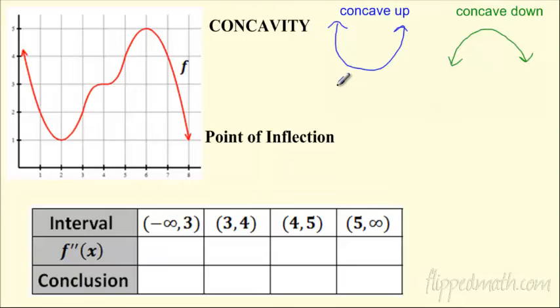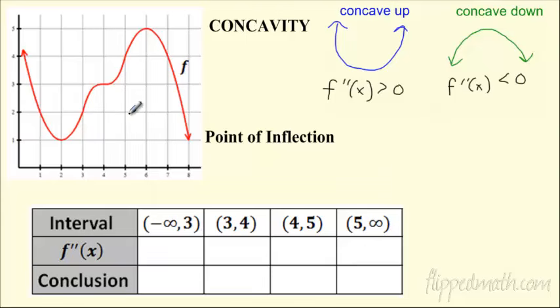What causes concave up? Concave up comes from the second derivative. It's when the second derivative of the function is positive, so when it's greater than 0. And you could probably guess that when the second derivative is negative, it causes this concave down shape.